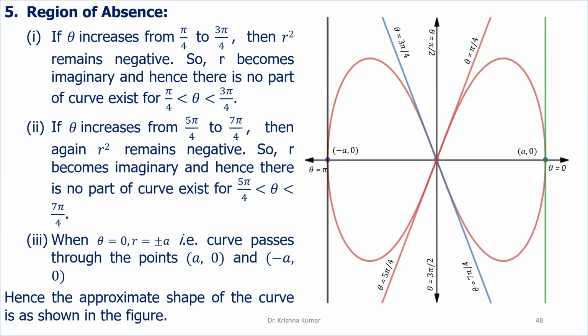One more thing, the first point says that if theta increases from pi by 4 to 3 pi by 4, in this region, r square remains negative. R square negative means there is no part of the curve lying between theta equal to pi by 4 and theta equal to 3 pi by 4. Similarly, r square will be negative if theta lies between 5 pi by 4 and 7 pi by 4. So just look here, there is no part of the curve in this region as well as in this region. Hence, this is the approximate shape of the given curve.